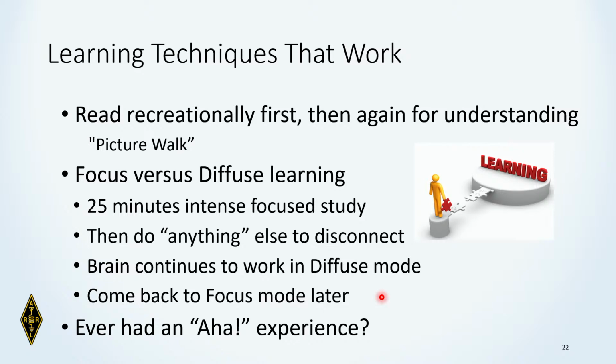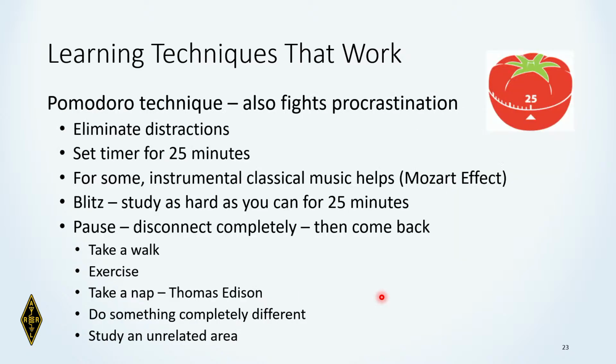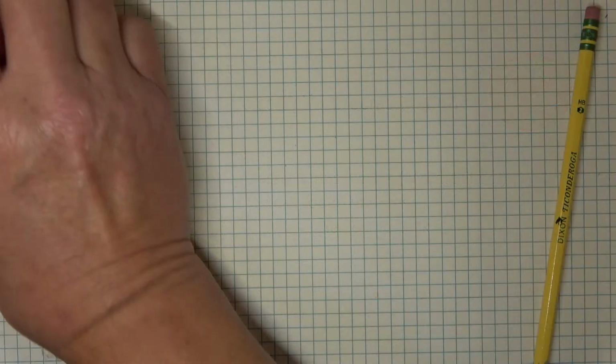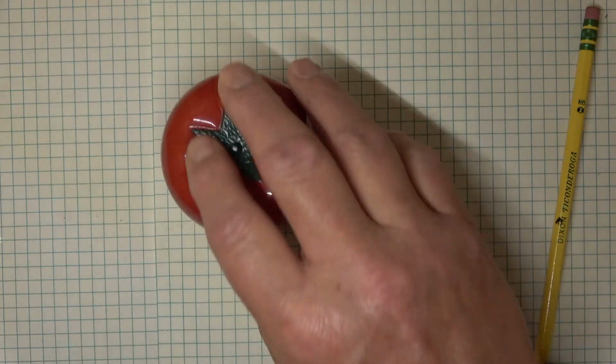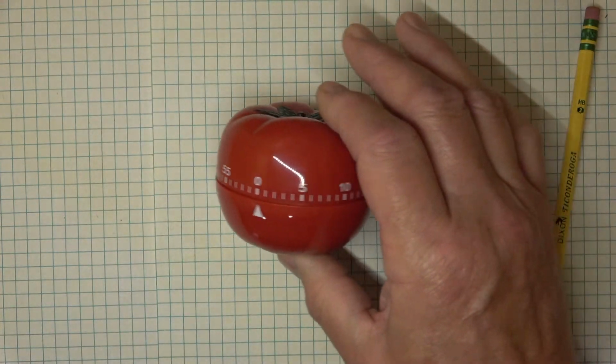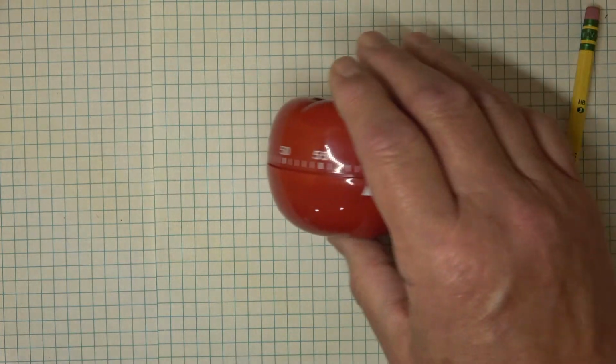And the aha experience, when the answer finally comes to you. There's a technique, and I've got this over on the calculator cam. So what is this? This is a tomato. It's actually a timer. It's a kitchen timer.